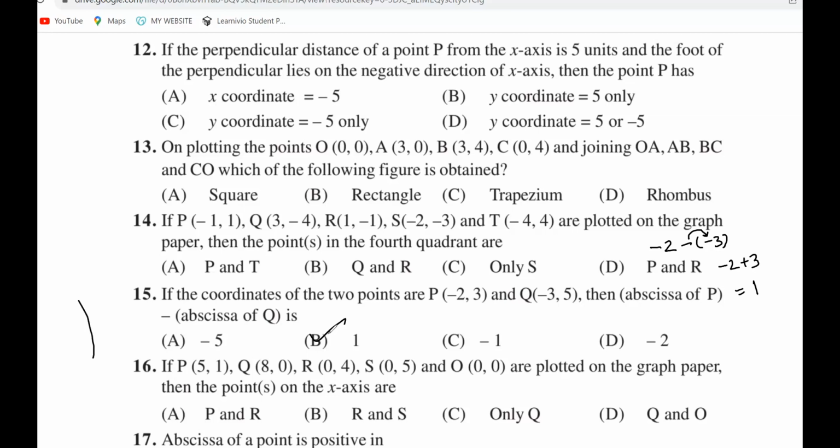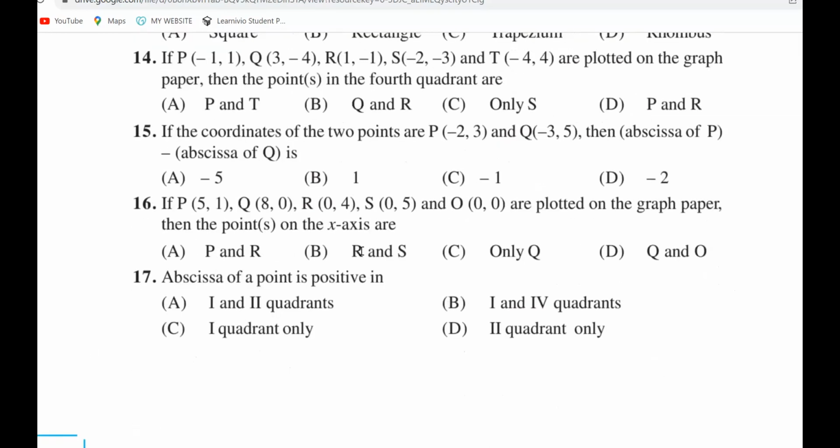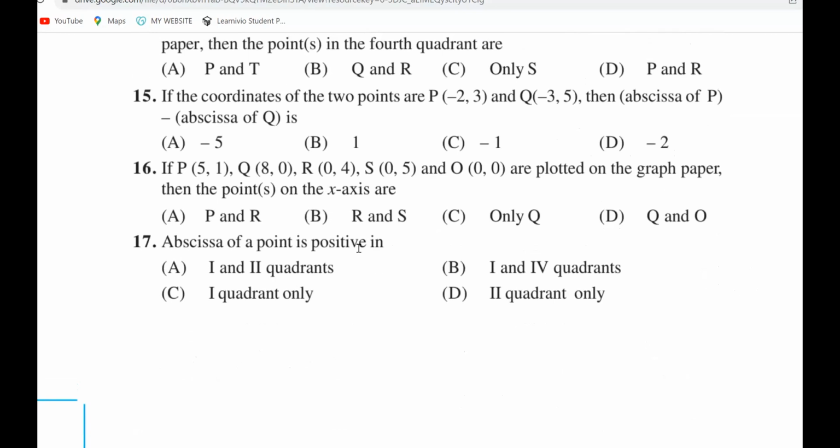16. Do question number 16. Okay, let it be. Let's do question number 17. In this quadrant, the abscissa, meaning the x-axis, is positive.